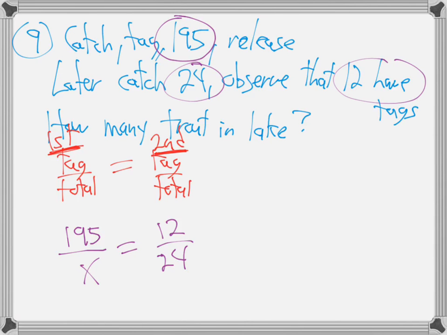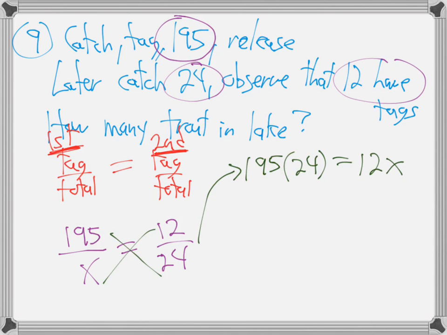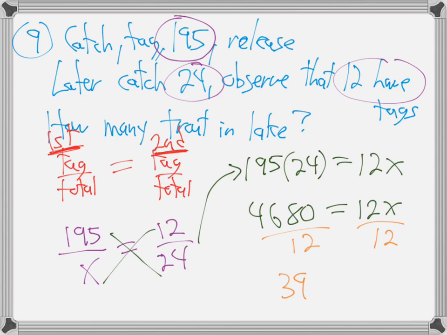Cross multiply. Diagonal, diagonal. What do we get? 195 times 24 is 12 times X. 4680, thank you. Equals 12X. Last step is divide by 12, 390. X is 390. 390, and that's trout, huh?